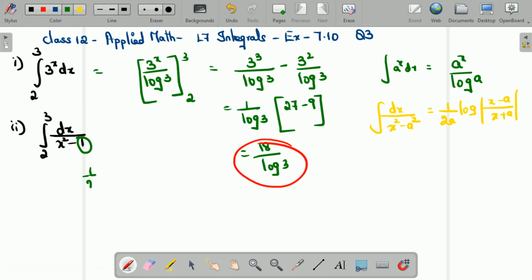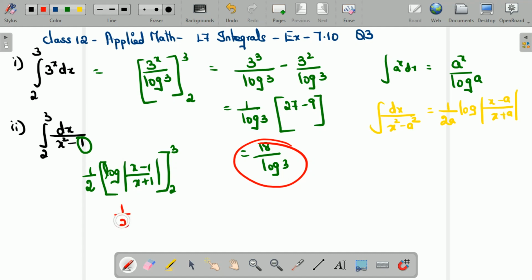So after integration, it is 1 by 2 into a. So 2 into 1 is that only. So I am placing it as 1 by 2 log of (x minus 1) divided by (x plus 1). And remember, I have the limits 2 to 3. Since 1 by 2 has no changes in it, I am keeping it outside the limit. Now let's substitute the value.